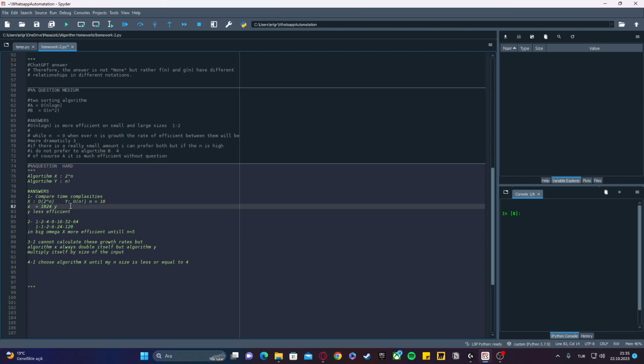This is 5 factorial equals 120, and 6 factorial will be equal to 720. The reason is that algorithm X always doubles itself, but algorithm U multiplies itself by the size of the input. So its growth rate will always be much more.